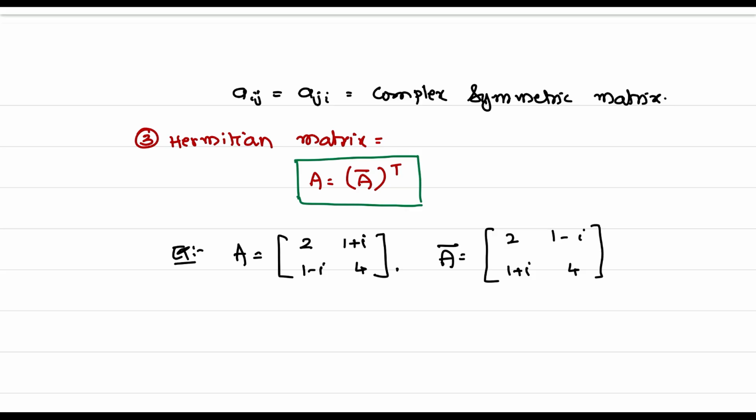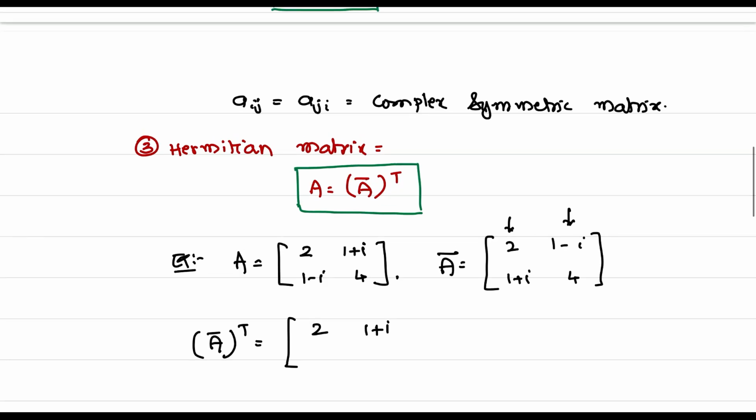Then what is the transpose of the conjugate? Rows will become columns and columns will become rows. This is the first column and first column becomes row: 2, 1 plus i. Second column becomes second row: 1 minus i and 4. This is equal to A. This is the example of a Hermitian matrix.